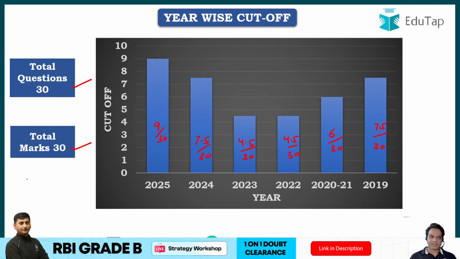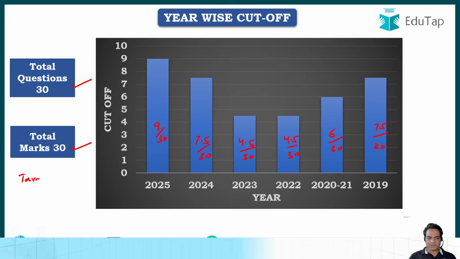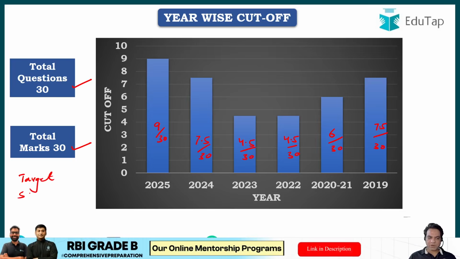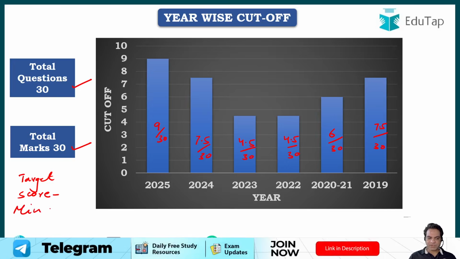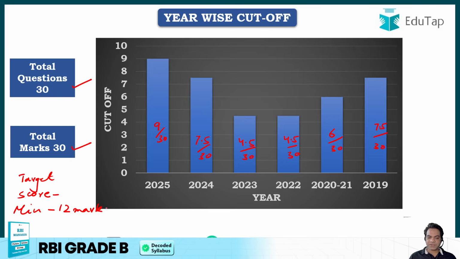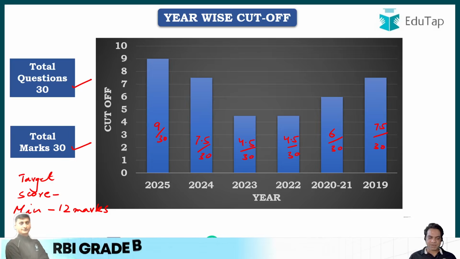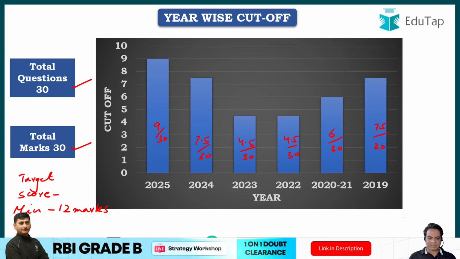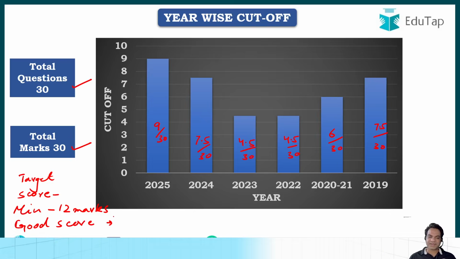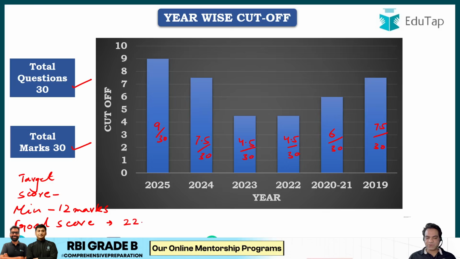So what should be your target score, guys? Your target score, I mean the minimum, I'll talk about minimum is 12 marks. Now without 12 marks you cannot be sure that you'll be making it to the final list. So minimum is 12 marks and maximum, I mean there is no upper limit, but let's call it a good score. What should be a good score in this, guys? So a good score should range anywhere between 22 to 25. That is an excellent score in this exam.